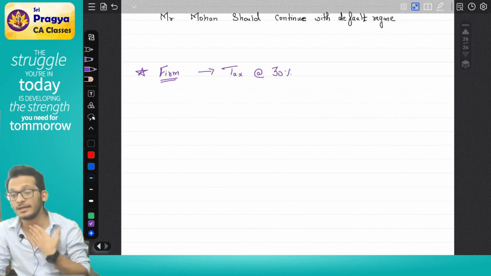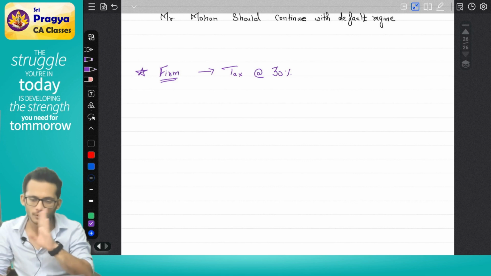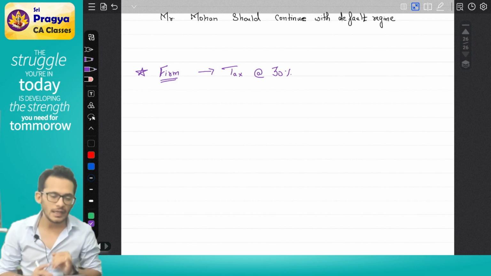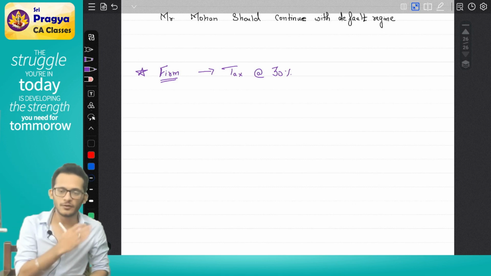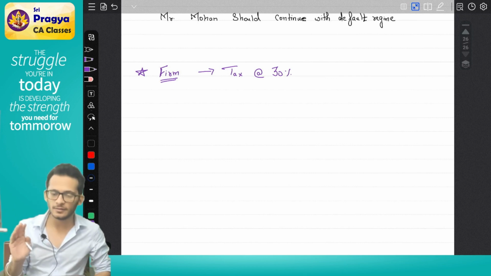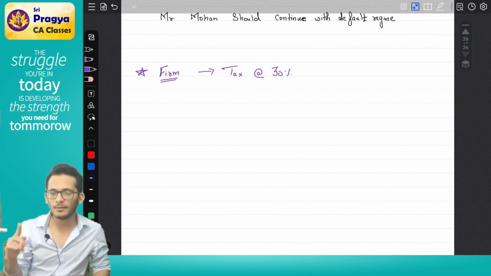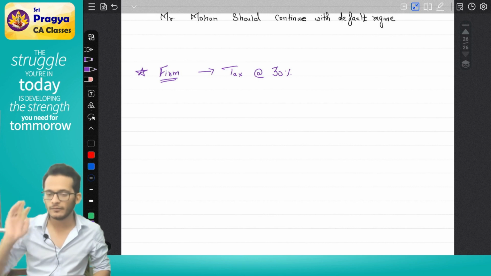Rahul, I am a firm. Can I claim rebate? No. A poor person can only be an individual. Other than individual, no one is eligible for rebate. So which means a firm will be liable for a tax of 30%.